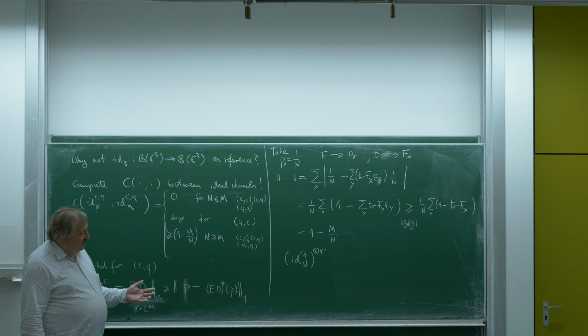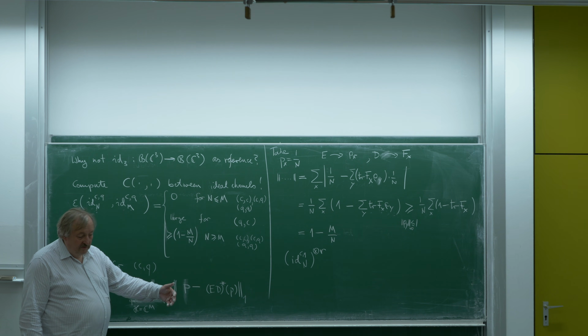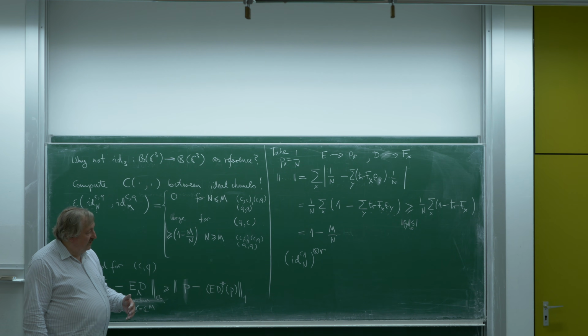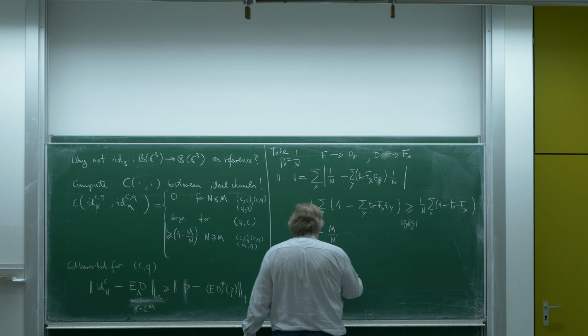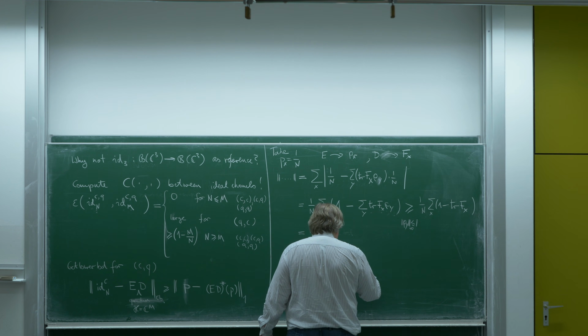So think of this as the identity channel on an n-dimensional Hilbert space. R-fold tensor power means that we have R tensor copies of that Hilbert space, so the dimension will be n to the R. This is the same as in the classical case, so this is n to the R.